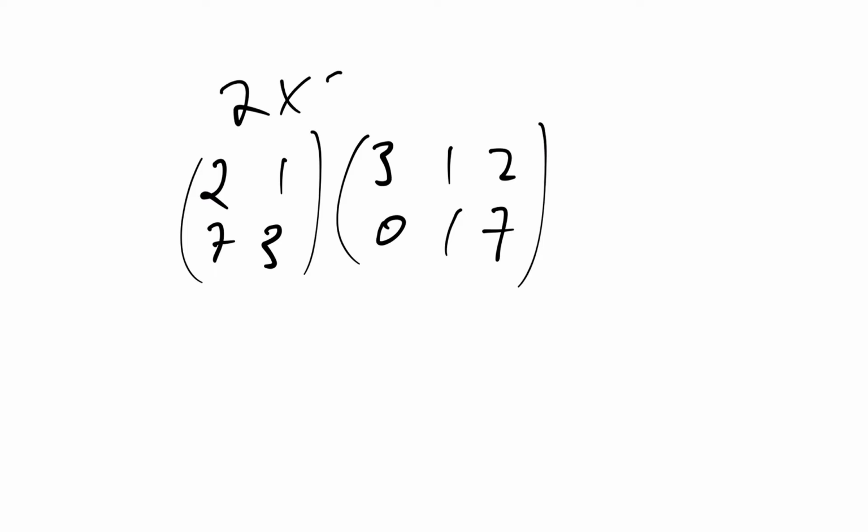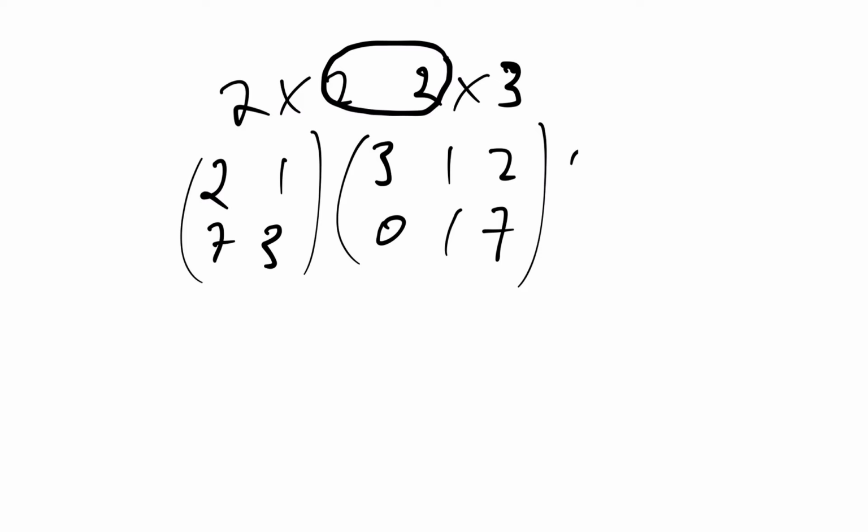This is a 2 by 2. This is a 2 by 3. I'm saying for matrix multiplication to be possible, these 2 numbers should be the same. Then the moment they become the same, you know that the matrix multiplication will be possible.